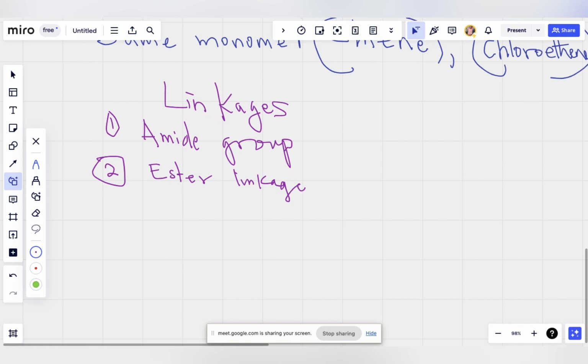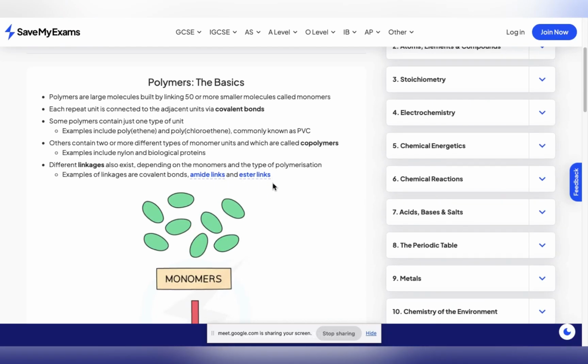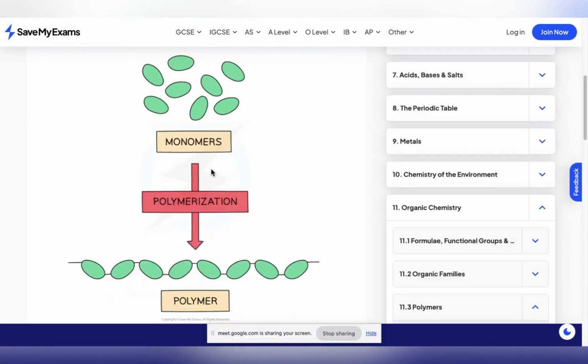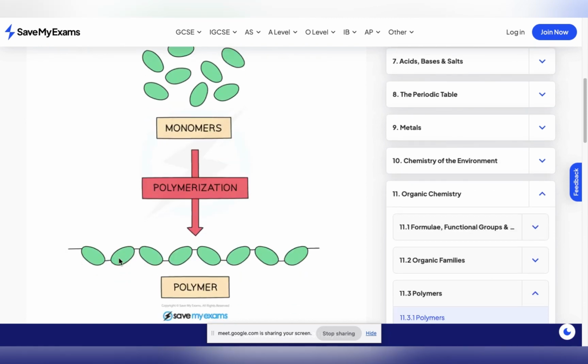So this is what we get. Now these monomers are single units. If you look at them, they look the same, same color, same shape. What we mean by addition polymerization is that each unit is a monomer, and these join together due to heat and pressure to form a long chain called a polymer.